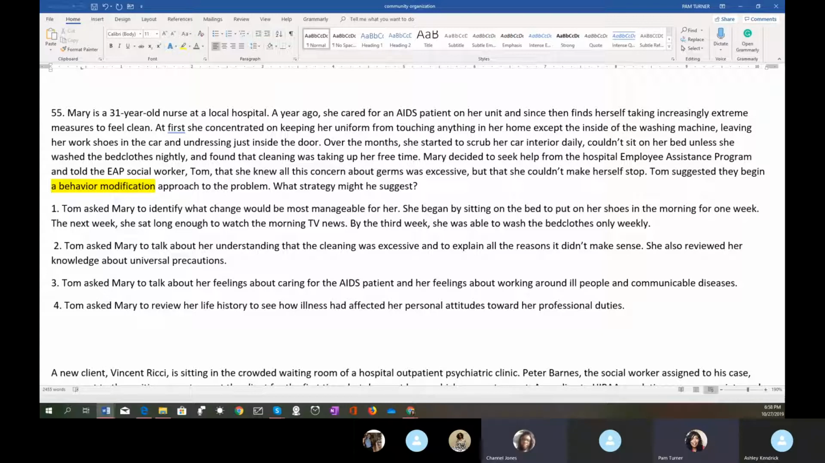So we're looking at the EAP program, and many times you'll get these vignettes with all of the stuff in there, like AIDS patients, etc. But the question is a behavior modification. That's all I need to look for. We're thinking, oh my goodness, he's got AIDS, what do I do? The important clue in this question is the behavior modification approach. So I'm not going to review her life history, I'm not going to talk to her about her feelings, and I'm not going to talk to her about her understanding of the process. That's my goal when I'm using a behavior modification approach. Does that make sense? Yes. Okay.